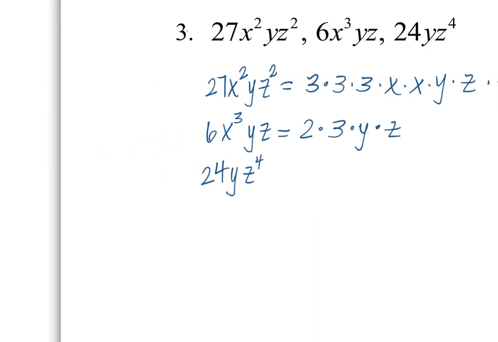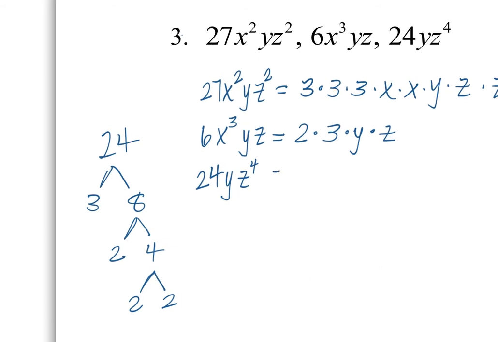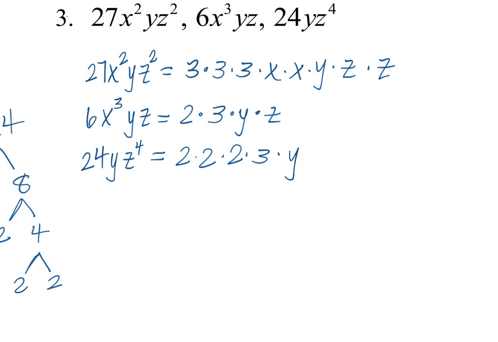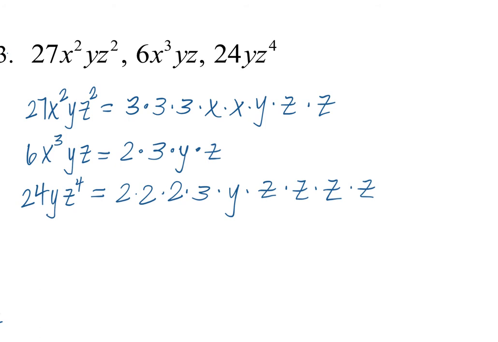24, I'm going to use the factor tree on this just to show you that we can do that. 24 is 3 times 8. 8 is not prime. 8 is 2 times 4. 4 is not prime. 4 is 2 times 2. So we could write 24 as 2 times 2 times 2 times 3. And then we have one factor of y and 4 factors of z. So let's look at what these 3 terms have in common. They don't have a 2 in common because the top one, 27, didn't have a factor of 2. They do all have a factor of 3.